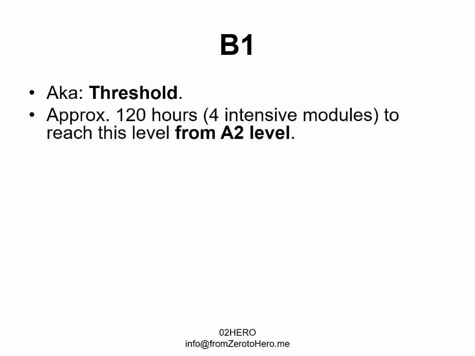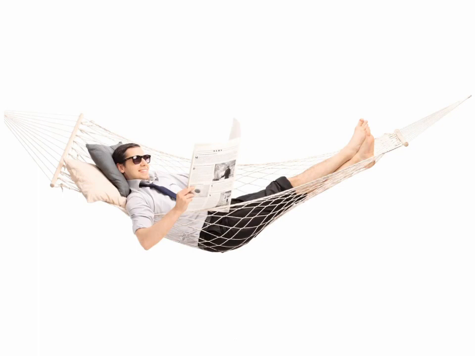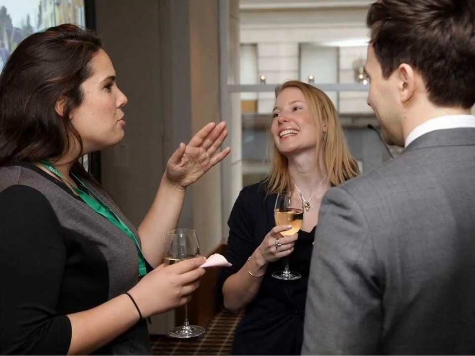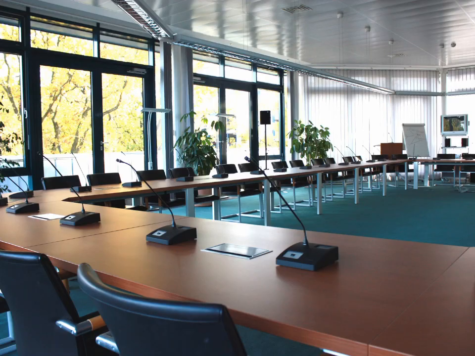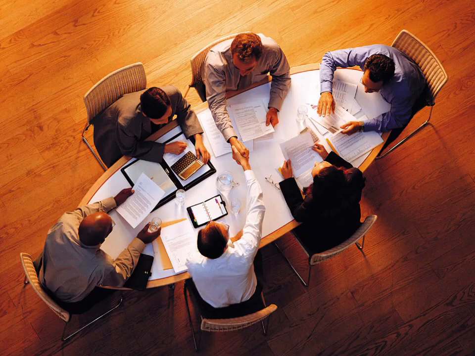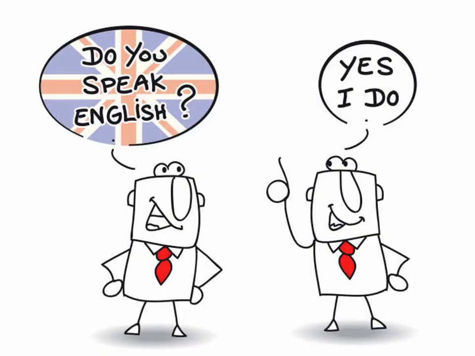So, to recap, the B1 level is widely known as the threshold level, and you will need approximately 120 hours to reach this level from the previous A2 level. Okay, now moving to the B2 level, which is known as the advanced level. In this level, you are finally comfortable with the language. You can read newspapers flawlessly. You can understand conversations, express and defend your opinions. You can attend conferences, or take part in meetings and express yourself at ease.